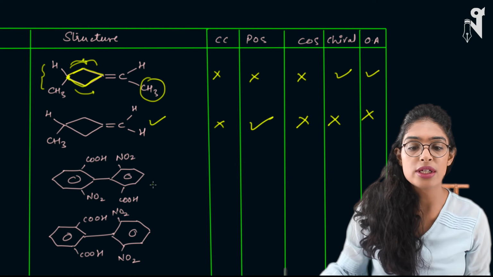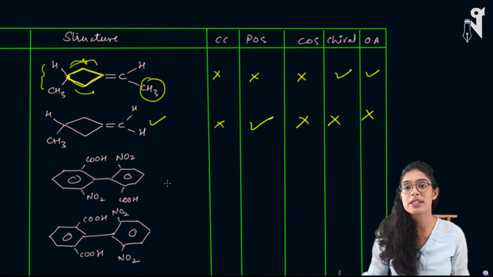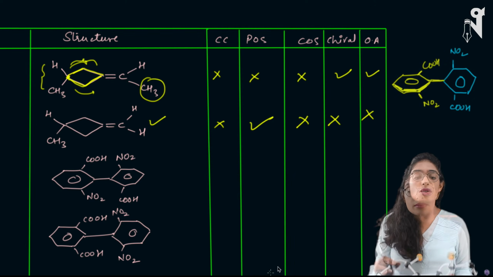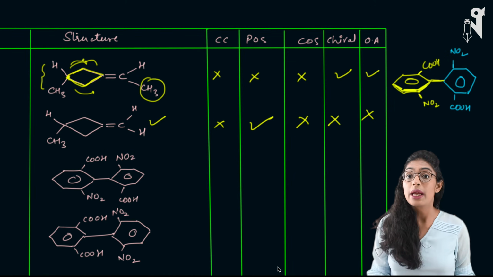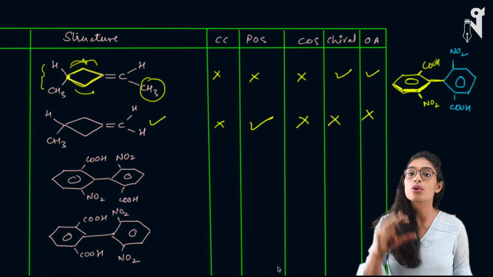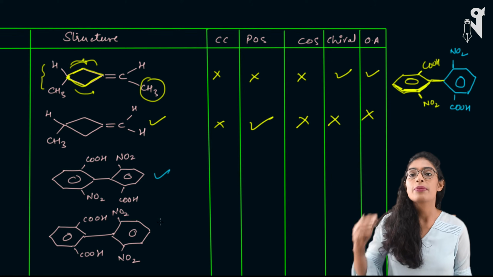Now the last two questions for practice. These are ortho substituted benzenes, tetra ortho substituted benzenes. Let's see how to check the chirality in these cases. We have already discussed these cases when we were doing geometrical isomerism, but today I'll be showing you the actual 3D model of these molecules so that you can visualize better.